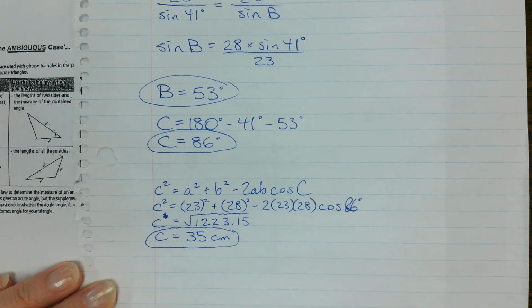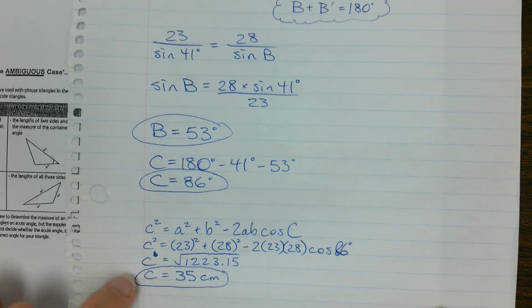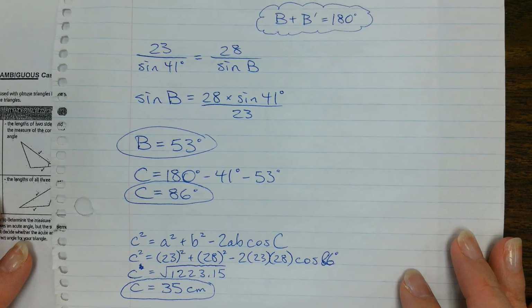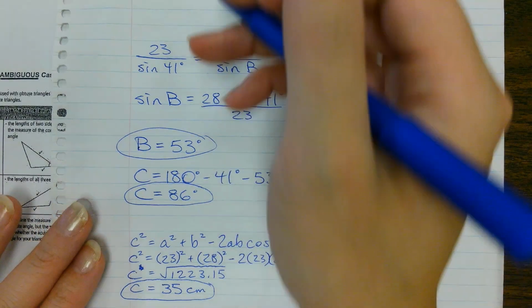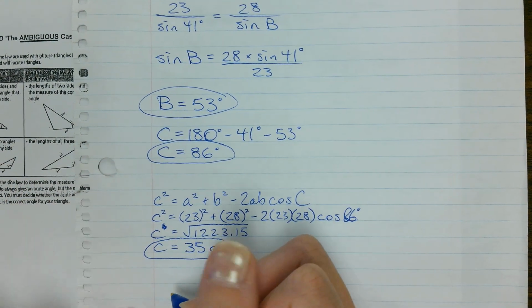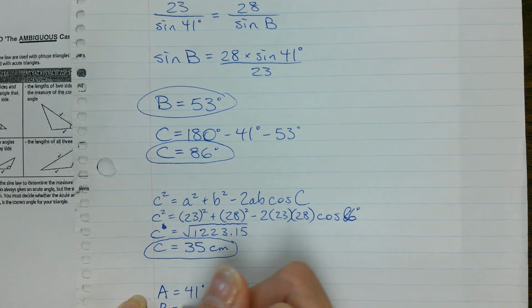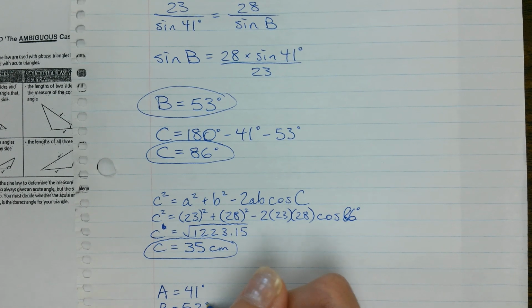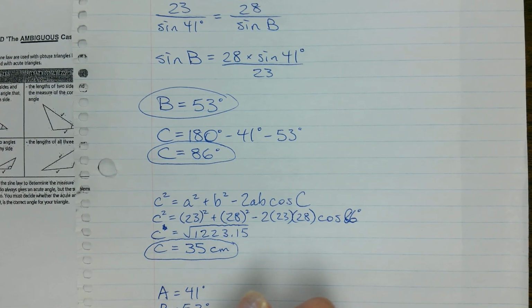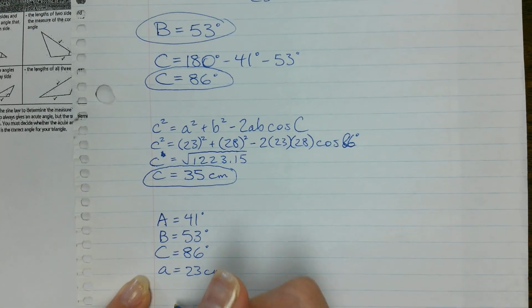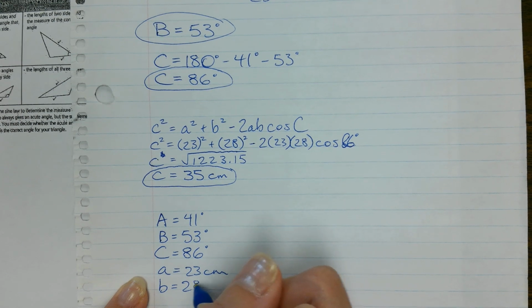Okay. Again, right here to solve for C, you could have used sine law. I just chose to use cosine law because we haven't used it today. Use the easiest way that you want. So for this triangle right here, I solved for everything. My three angles are A is 41 degrees, B is 53 degrees, C is 86 degrees, length A is 23, length B is 28, and length C is 35.